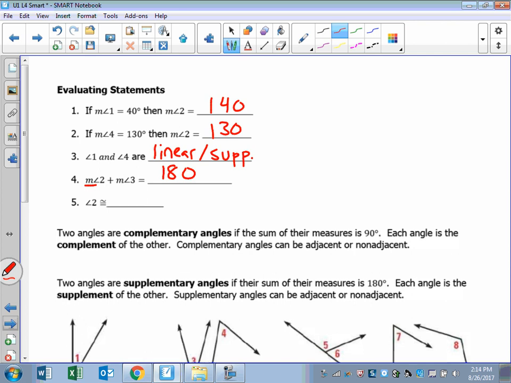And this one doesn't have the measure, so angle 2 is congruent, then you know they want an angle. Angle 2 is congruent to, well, if we look here, these measures are the same. So angle 2 is congruent to angle 4.